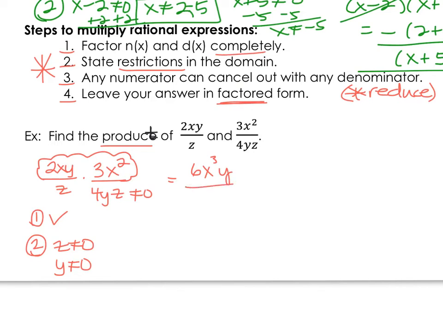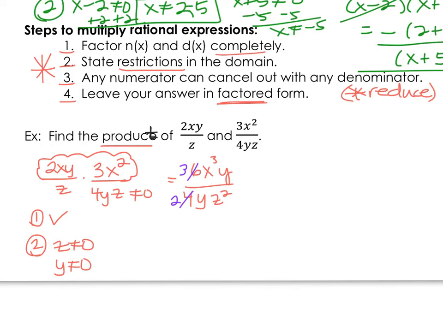In the denominator, there's a 4. We have a y and then z times z, which would be z squared. Now, if we want to try to reduce anything on the top and the bottom, I recognize right away that 6 and 4 both have a factor of 2 in common. So I can reduce those. 2 goes into 4 twice, 2 goes into 6 3 times. And then the x cubed, that's going to stay.